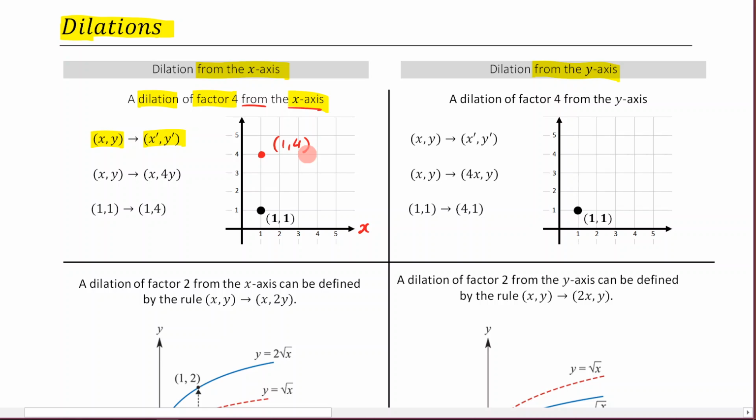So hopefully you can see what I did here. I took my y value and I multiplied it by 4 to get 4 here. So this is the important thing that lots of people get confused about. When I'm dilating from the x-axis, I'm changing my y value. So as you can see here, x dash remains as x, but y dash is 4 times y. And then 1, 4 is our final answer. So make sure you understand that when you're dilating from the x-axis, you are actually changing your y value.